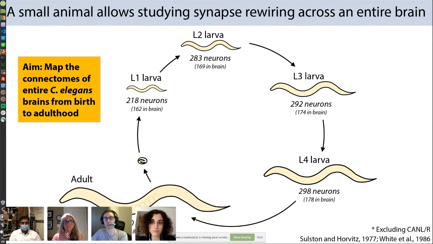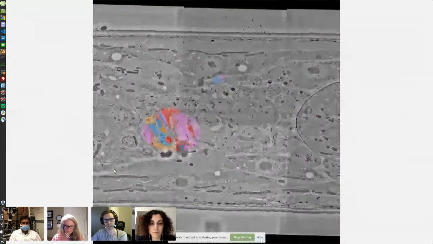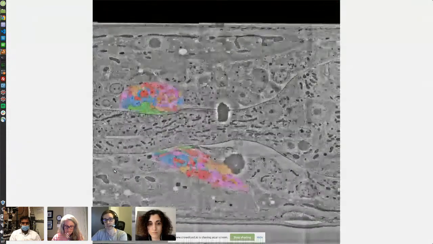We would simply have to reconstruct the connectome across all these different life stages, and then look at the changes and analyze the changes. So to do this, we developed a high-throughput serial section electron microscopy pipeline, which allows us to reconstruct the entire brain of a nematode in a few months.